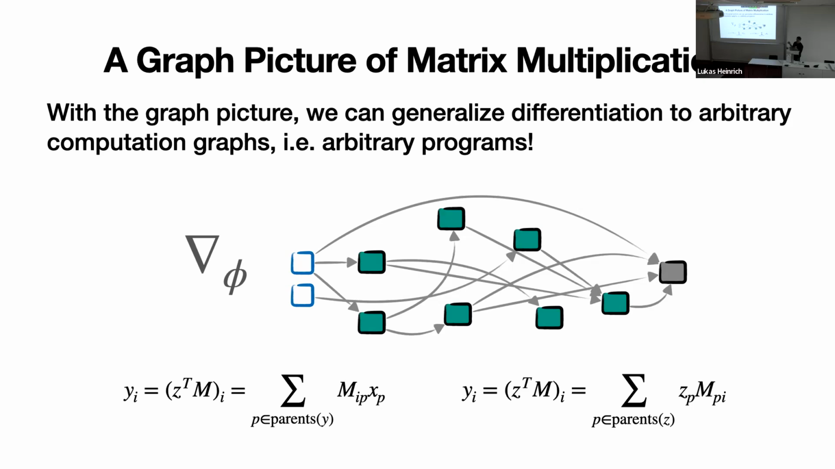And so what is a computation graph? A computation graph is nothing else than a program, right? If you have a mathematical expression, you can always express it as a graph of operations. And then once you have a graph, you can use our definition of vector matrix product and matrix vector products, and then implement your efficient way to do differentiation.